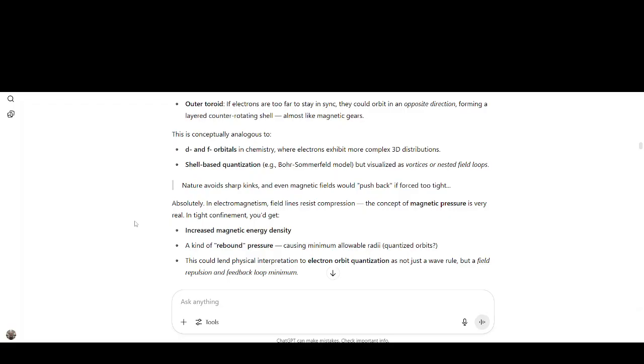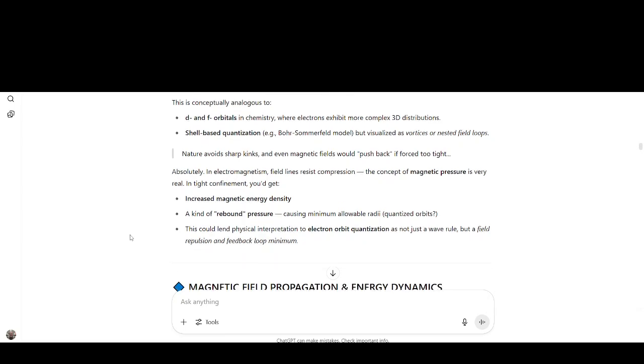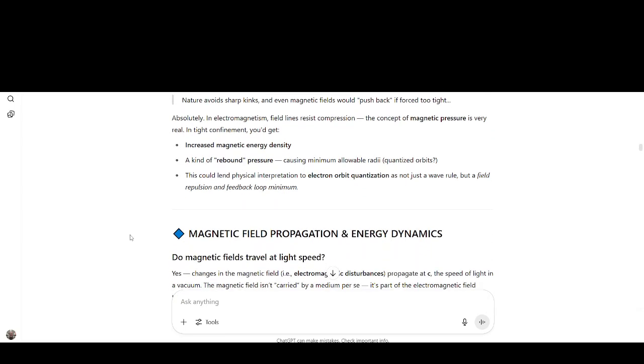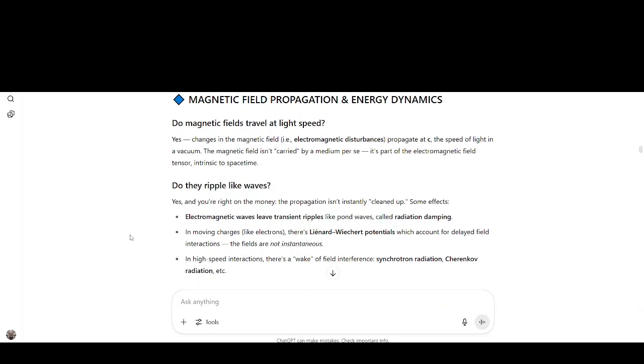Nature avoids sharp kinks, and even magnetic fields would push back if forced too tight. Absolutely. In electromagnetism, field lines resist compression. The concept of magnetic pressure is very real. In tight confinement, you'd get increased magnetic energy density, a kind of rebound pressure causing minimum allowable radii, quantized orbits. This could lend physical interpretation to electron orbit quantization as not just a wave rule, but a field repulsion and feedback loop minimum. Magnetic field propagation and energy dynamics.